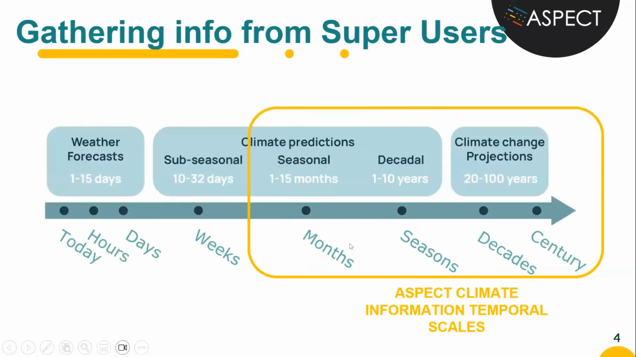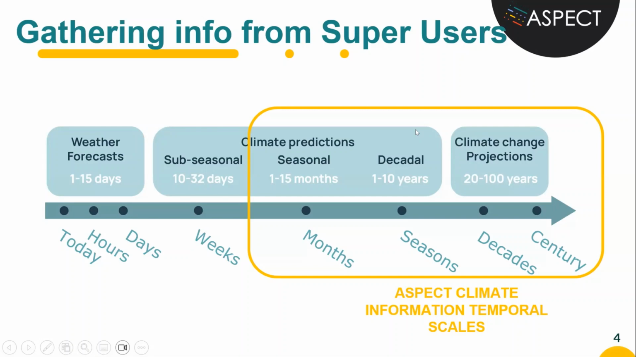Then, through these participatory approaches, what we would like to gather is information regarding your climatic needs. This means, here you can see the temporal scales in which the climate information can be. I don't know if you can see my pointer, hopefully. Okay, perfect. On the left-hand side, you can see the weather forecast, and on the right-hand side, the climate change projection. But in the middle, there is the climate prediction.